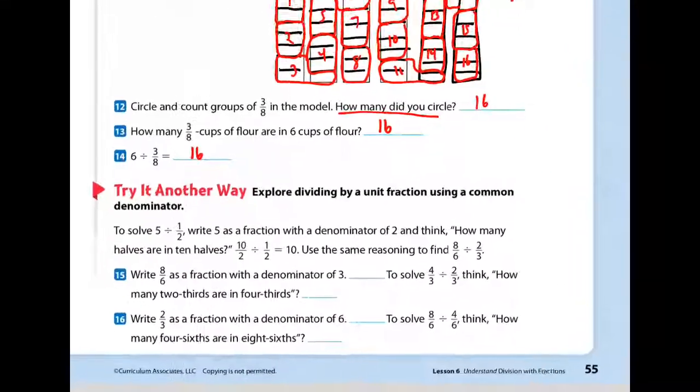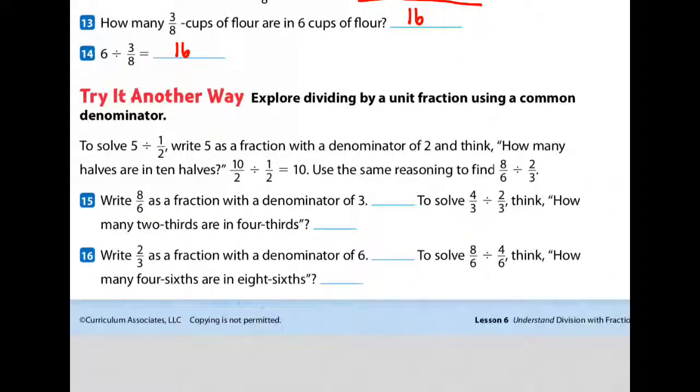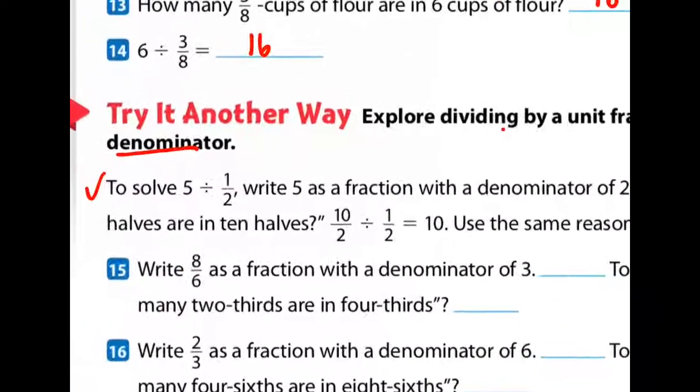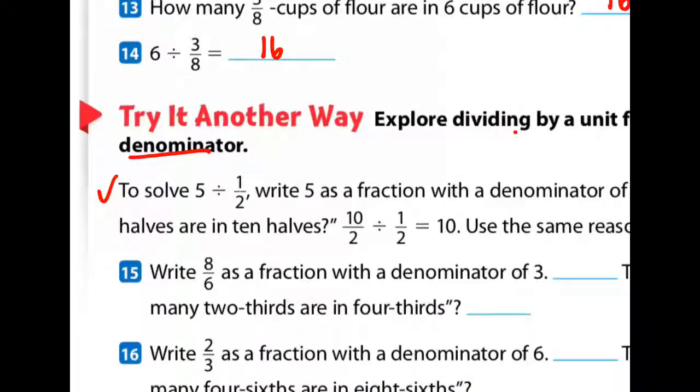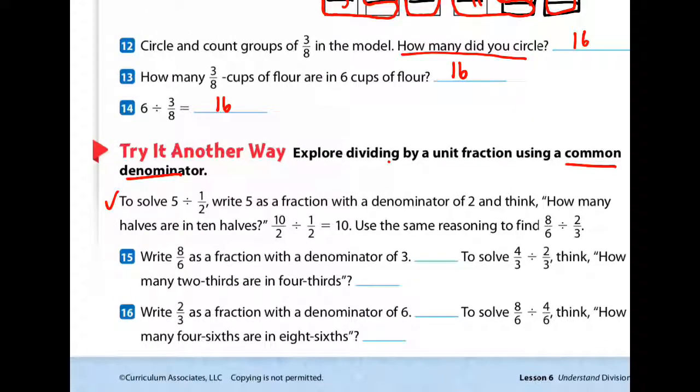But now we're going to go down to the try it another way here. This says, explore dividing a unit fraction using a common denominator. Now, what I'm going to do is show you this problem right here and see if you understand what I'm talking about, and then we'll have you try one. So this says, to solve 5 divided by 1/2, write 5 as a fraction with a denominator of 2, and think, how many halves are in 10 halves? So let me show you.